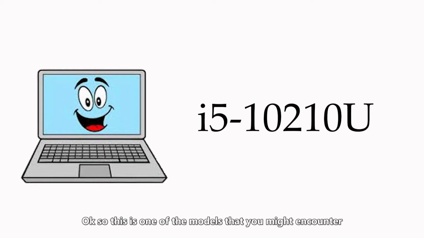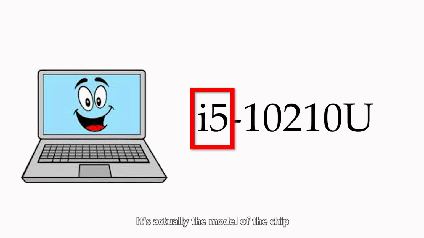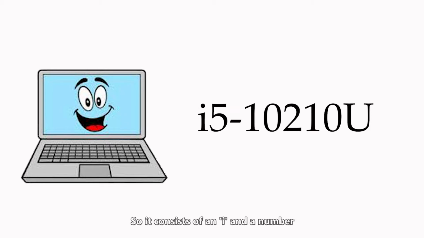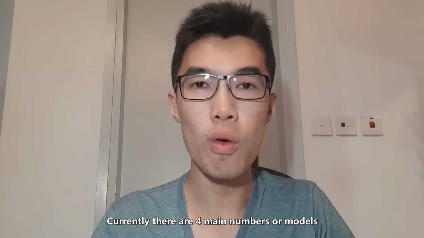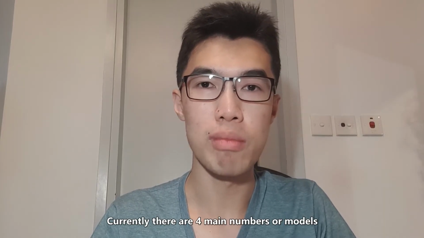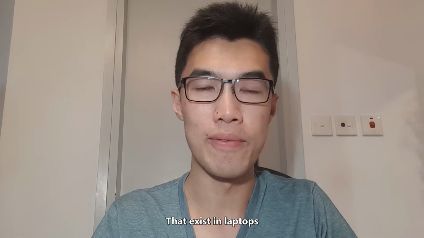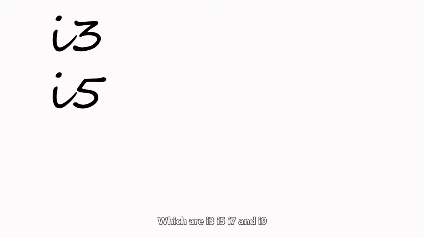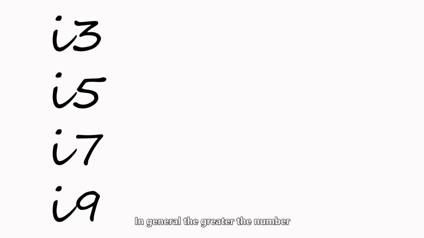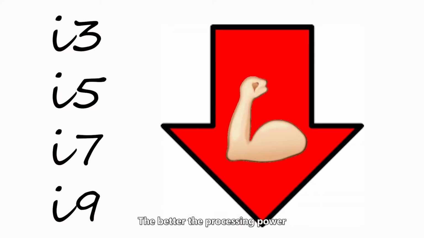Okay, so this is one of the models that you might encounter when purchasing a laptop. The first two characters are actually the model of the processor chip. It consists of an i and a number. Currently, there are 4 main models that exist in laptops, which are i3, i5, i7, and i9. So in general, the greater the number, the better the processing power of the processor.